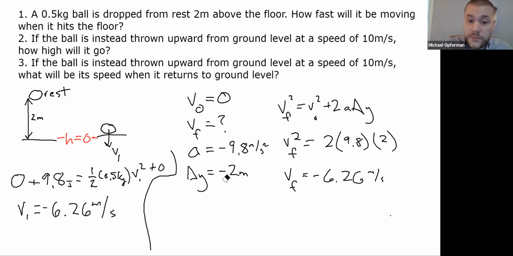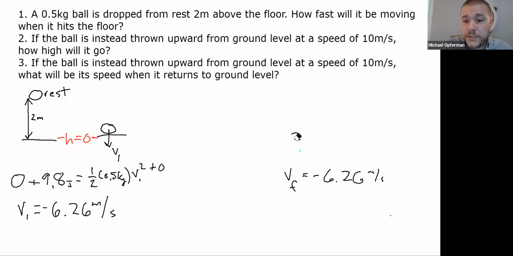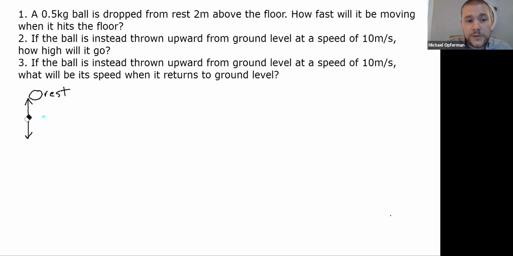Anyways, let's do the other parts of the problem. Do a little bit of erasing. The next part of the question is, instead of dropping the ball starting from rest, you throw the ball upwards, and you want to know how high it goes. Another question which is answerable with kinematic equations or with this energy-based method. First we want to draw the initial and final state. It's thrown upward from ground level, so the ball is at ground level, thrown upwards at a speed of 10 meters per second.